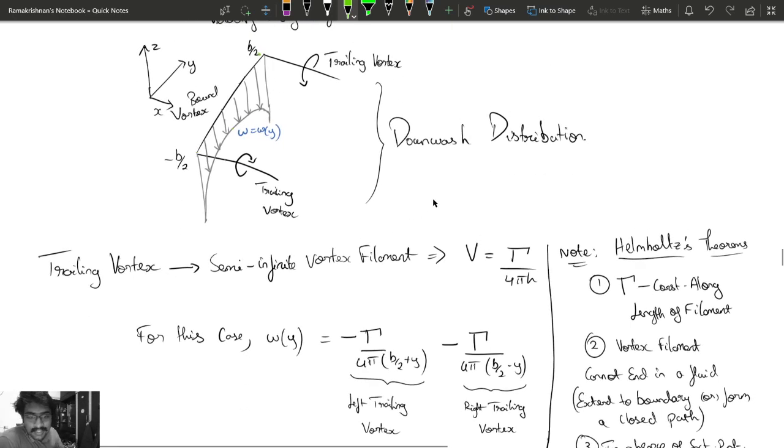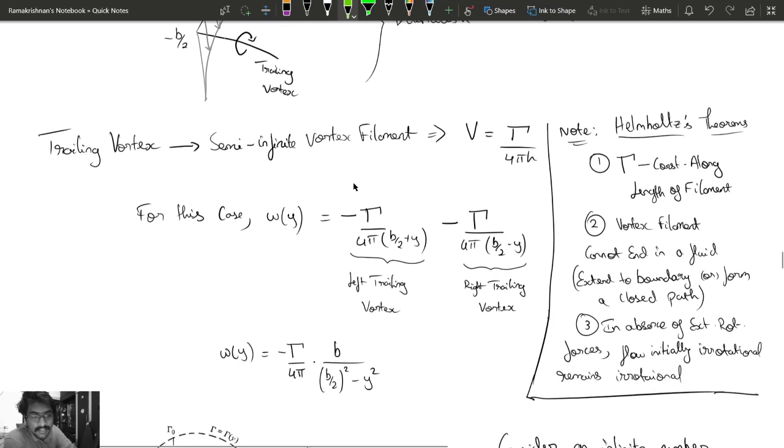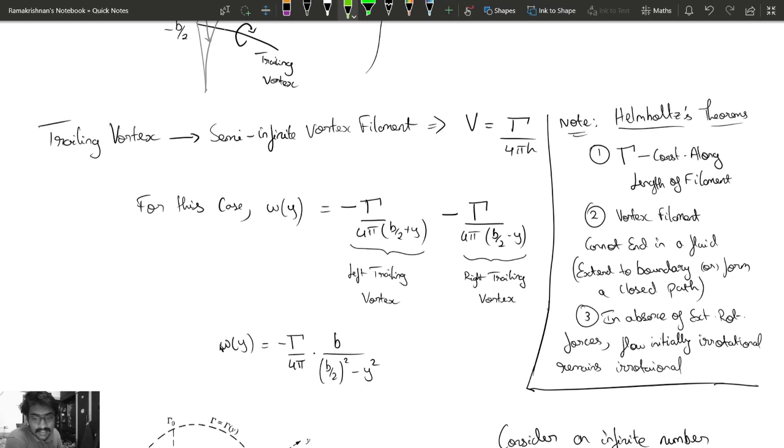So the downwash expression that we just calculated is entirely due to the induced velocity, and we can say the induced velocity is nothing but w. W is what we call the downwash, and it's varying with respect to y. Y is the coordinate along the spanwise direction of the wing, and w(y) equals minus gamma by 4 pi times b by 2 plus y, and it is the same expression.